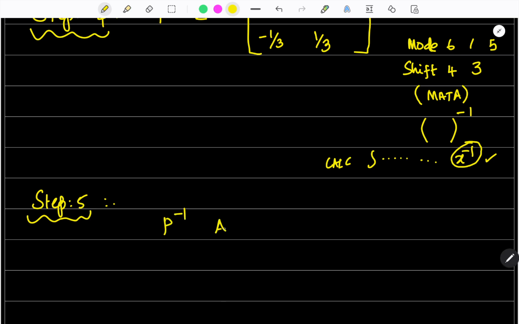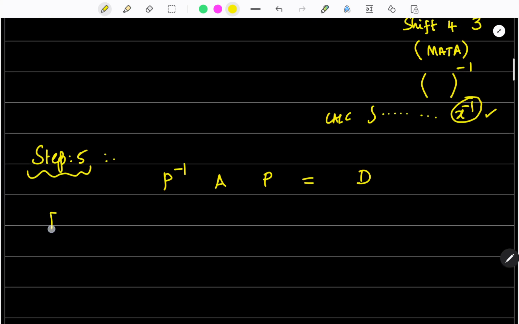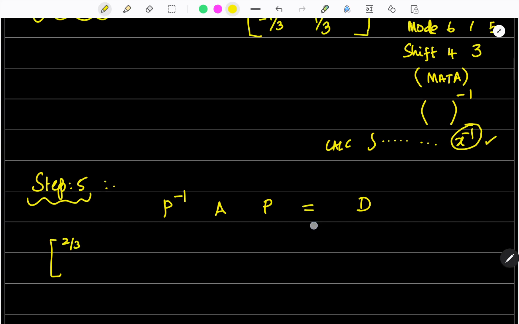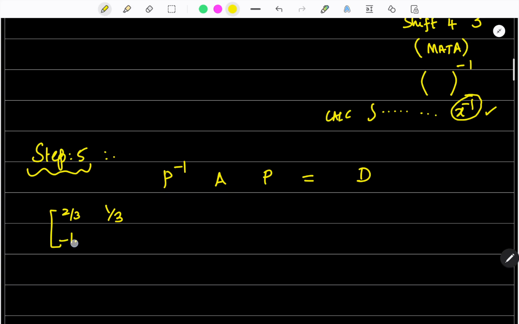P inverse AP is equal to, you have to get the diagonal matrix. What is your P inverse? Just now we calculated 2 by 3, 1 by 3, minus 1 by 3, and then 1 by 3. This is your P inverse.